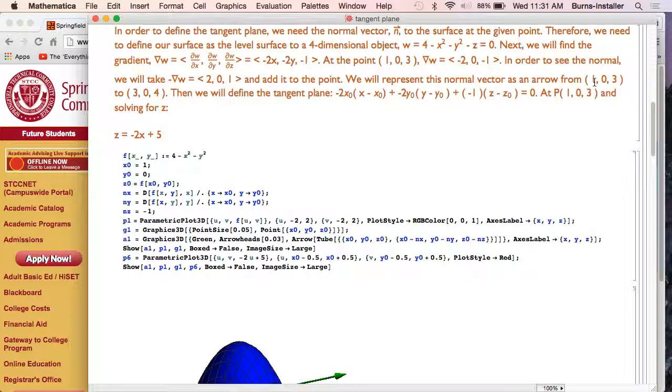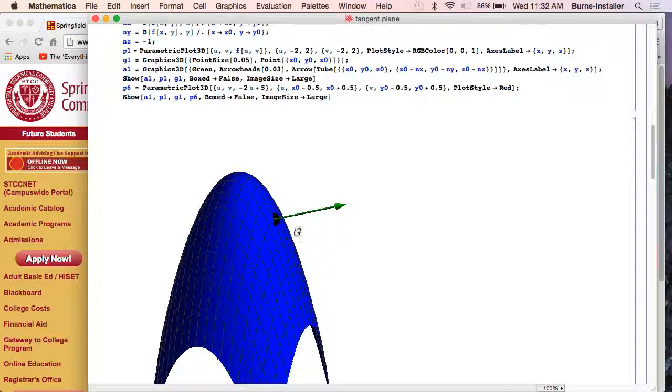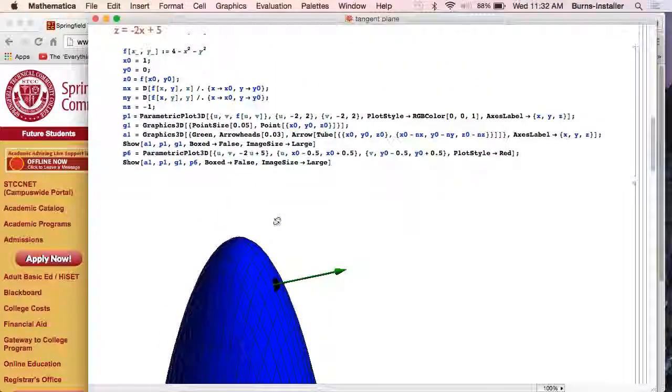And I did it by drawing the vector from 103 to 304, in other words, giving me this 201 gradient. All right, here it is. You can see it here. This is the gradient right here at that point. And you can see it's pointed outward, and it's going to be normal to this level surface.